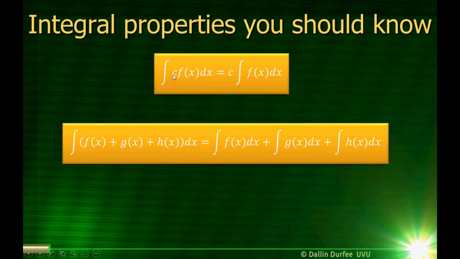First of all, if I take the integral of a constant times a function, that's equal to the constant times the integral of the function. Constants come right out of the integral, okay? Another thing you should know is that the integral of a sum of things is just the sum of the integral of each individual thing. So I can take an integral of a sum and turn that into a sum of integrals.